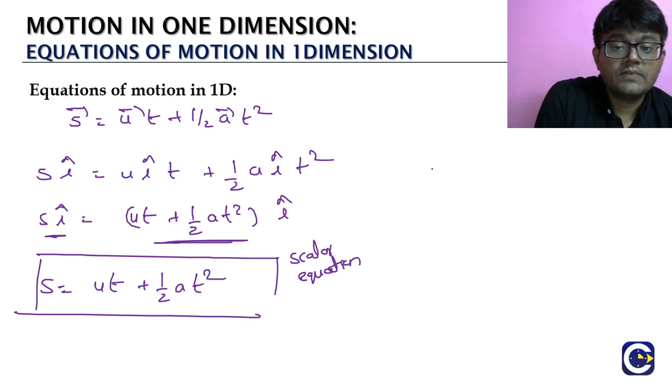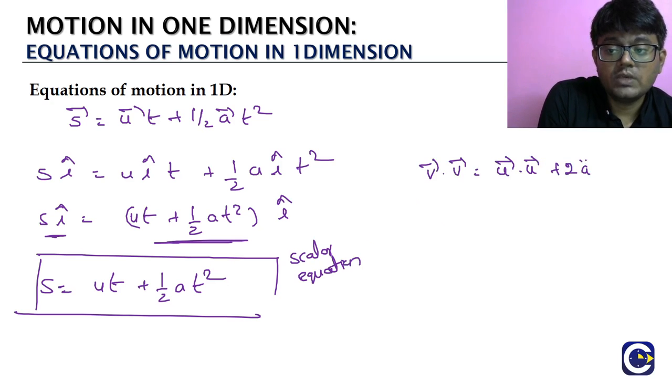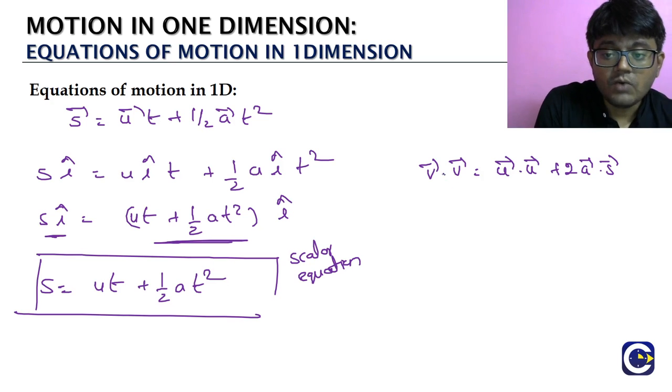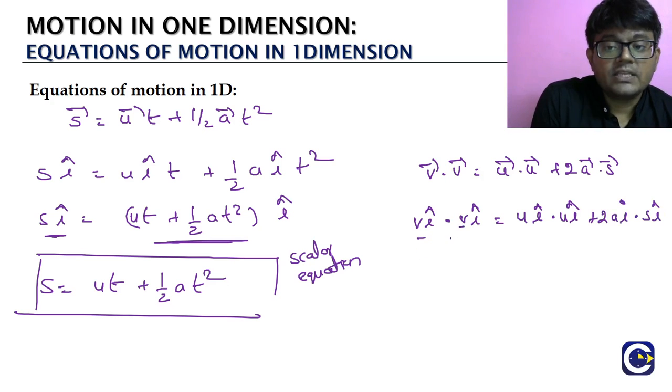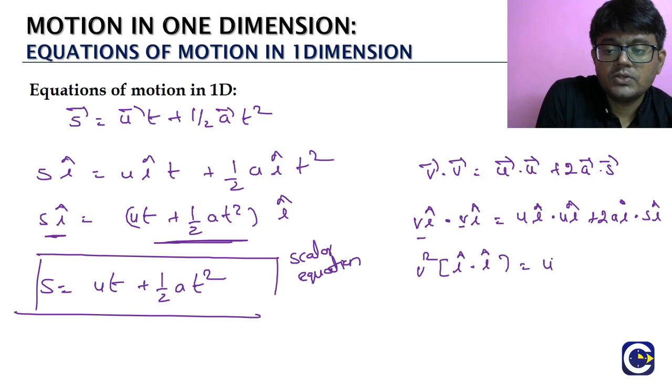Okay. Now what is the other one? V dot V is equal to U dot U plus 2A dot S. V will be written as V into I dot another V into I. This is U into I dot U into I. This is A into I dot S into I. So here V is the scalar magnitude, right? So we'll take V square into I dot I. This is U, the magnitude or the scalar, into I dot I plus 2. A is also a number, S is also a number, into I dot I.